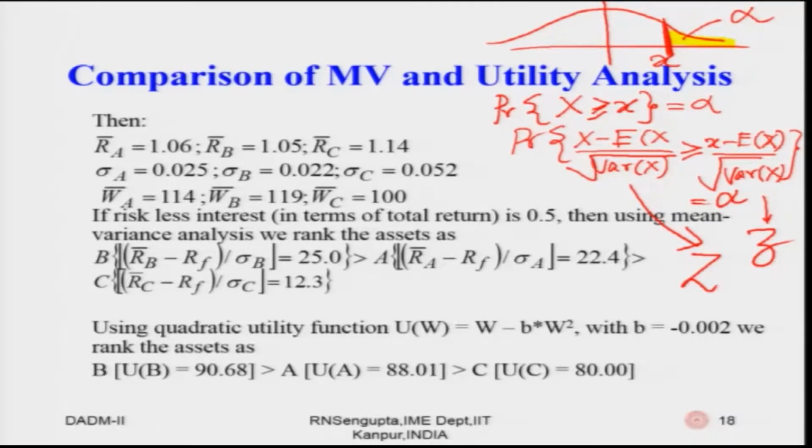Now, with this, let me come back to the slide. So, what we are considering is there is a risk free interest rate, and this risk free interest rate would be coming into this value x minus a fixed value, which is basically RA or RB or RC minus RF. Now, these are the bar values, average values.